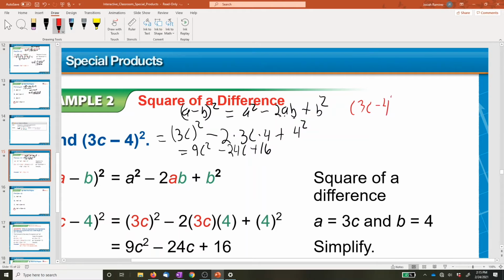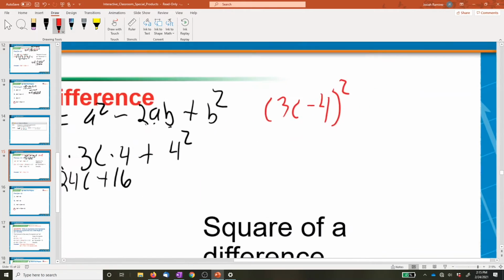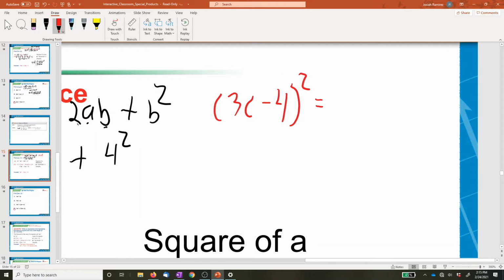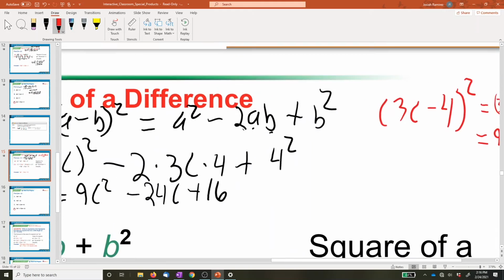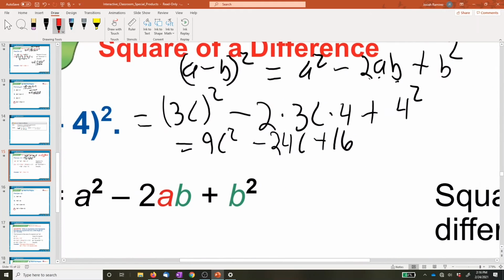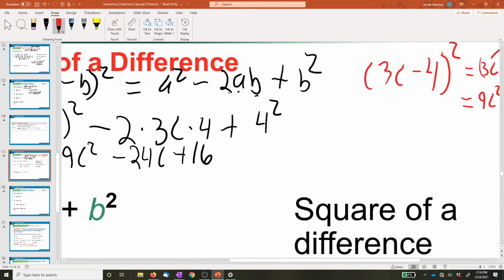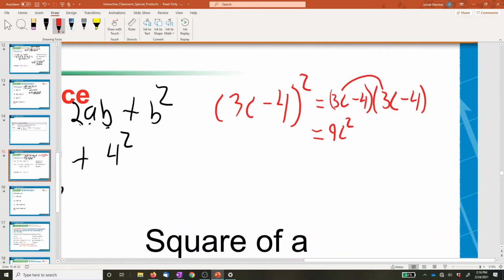(3c minus 4) squared. This means that we are doing 3c minus 4 times 3c minus 4. To get that answer, we'll do the 3c times the 3c. And if you notice, that's the same thing times itself. So that's going to be 9c squared. So that's where that first part comes from. Squaring a comes from, because whenever you would have distributed, you would have done the first thing times the first thing.